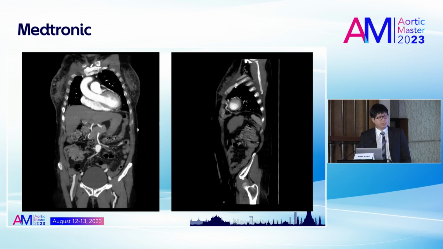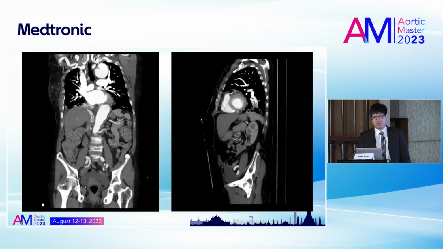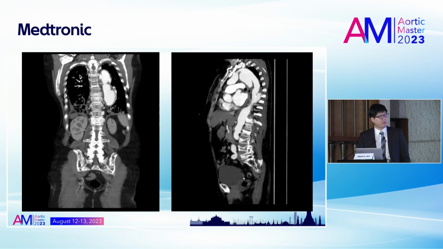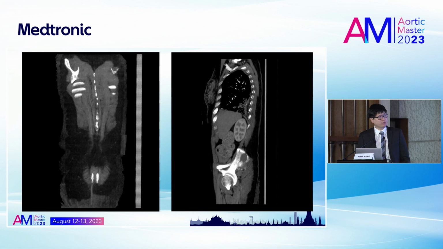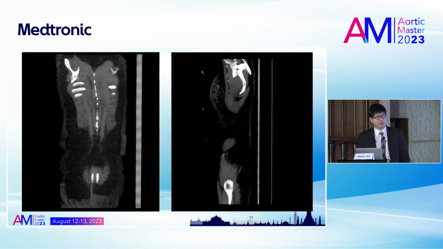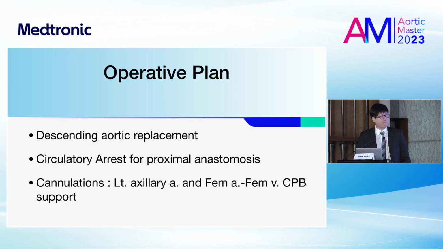You can see it is quite tempting to do the TEVAR. We can put the proximal landing zone at zone 2 and the distal landing zone at the very distal end of the descending aorta. However, we decided that there was still diseased aorta in the distal part of the descending aorta, so we decided to do the open operation. So we decided to replace all the descending aorta with circulatory arrest for the proximal anastomosis.